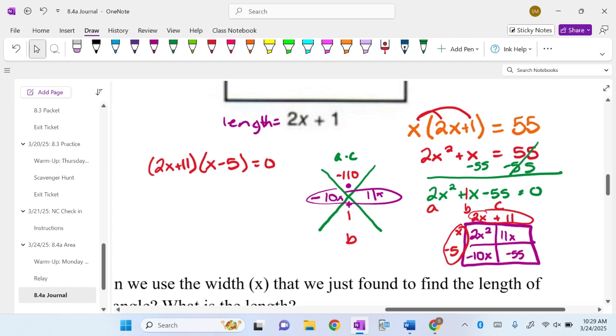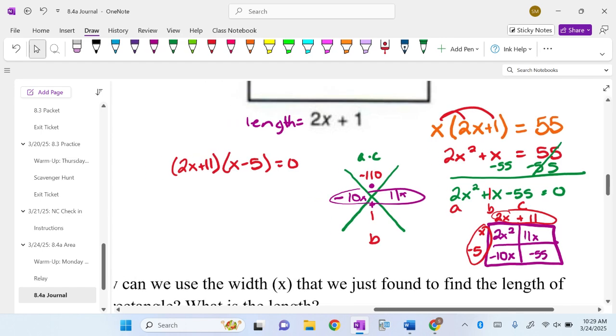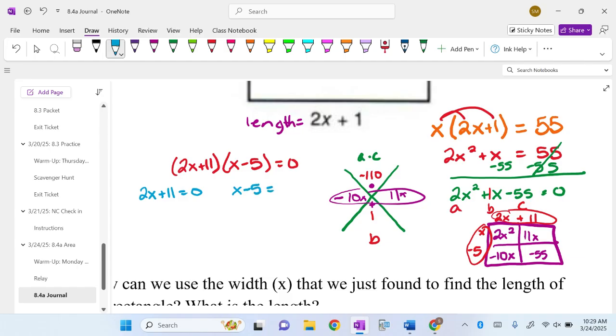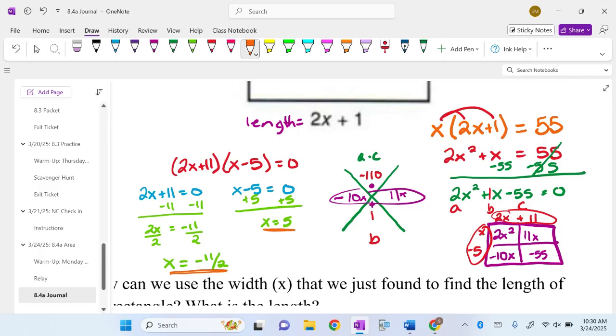So I factored it. Now I have to solve it. How do I solve it? Right. 2x plus 11 equals 0. x minus 5 equals 0. I'll solve the x minus 5 first because that's a very simple one-step equation. Add 5 to both sides. x is equal to 5. Subtract 11 from both sides. 2x is equal to negative 11. Divide by 2. x is equal to negative 11 halves. We'll just leave it as a fraction. So these are my potential two answers.